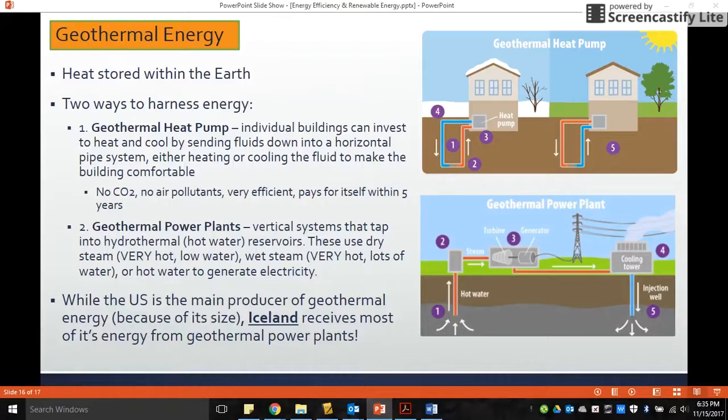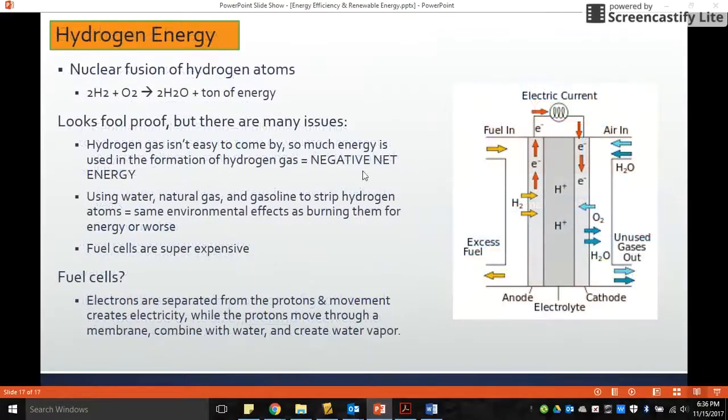The other side of this is your geothermal power plant, which is going to tap into a hydrothermal or hot water reservoir, and you're going to either use dry steam, wet steam, or hot water to generate your electricity, turn your turbine, generator, go to your power grid. We are, in the United States, the main producer of geothermal energy, but Iceland receives most of its energy from geothermal power plants. Last but not least, we have the nuclear fusion of hydrogen atoms. We have our beautiful equation right here, and it looks very foolproof and it looks awesome, but there are many issues because this isn't easy.